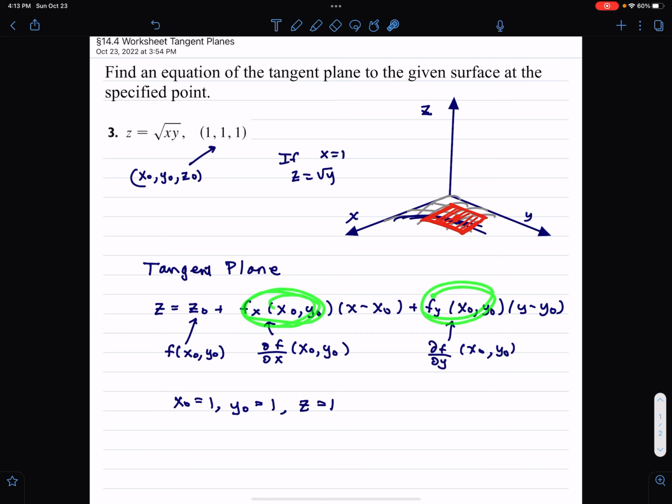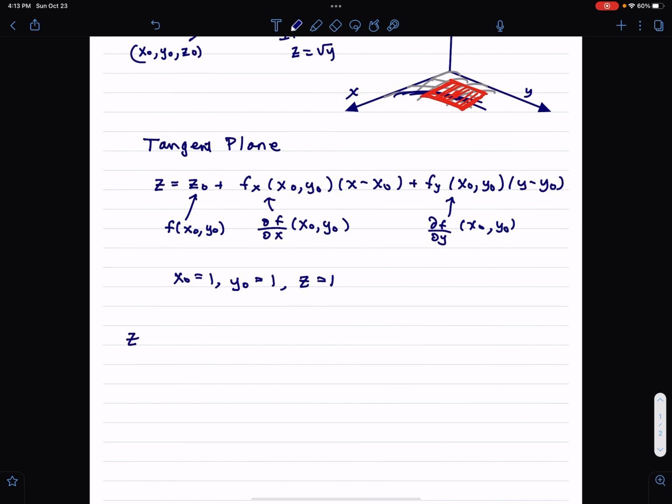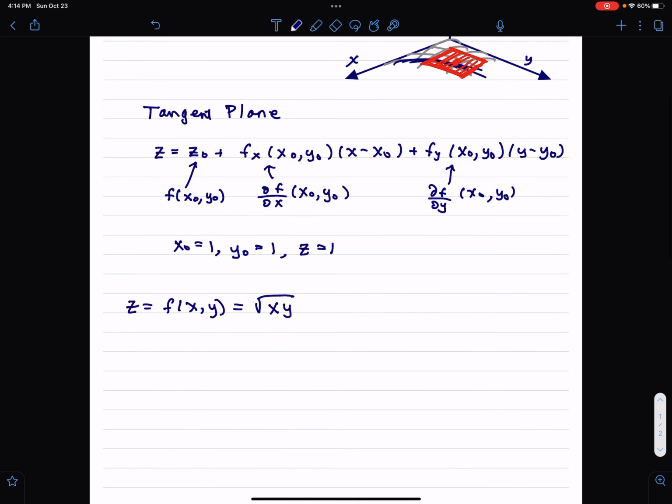And so these will be numbers. They'll be constant numbers. And we're going to find those. So I'm going to write z equals f(x, y) equals the square root of x times y. And I'm going to differentiate, but to do that, I'm going to express this as powers of x and y.